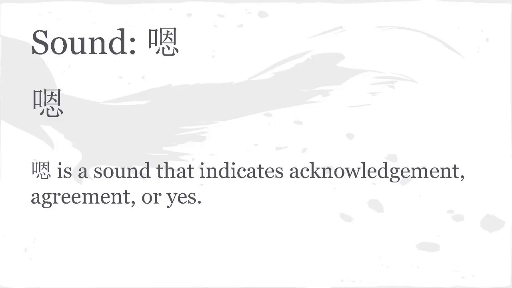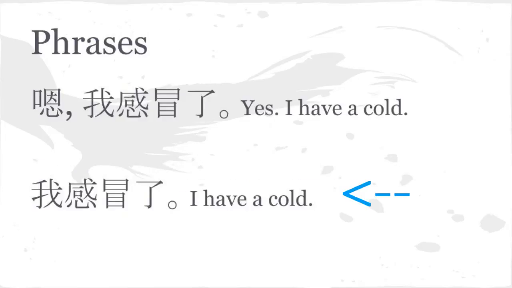对 means yes. It's like an acknowledgement, kind of like a nodding in a sense. So you can say 对，我感冒了. Or you can say 对，我感冒了啊. Adding 啊 sounds like makes you sound more like a native speaker. This one is optional, so you can say with or without. I personally like to use 啊 a lot.